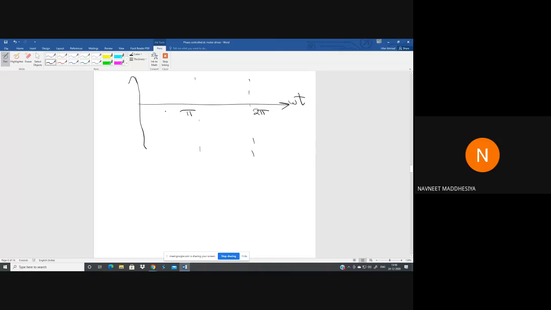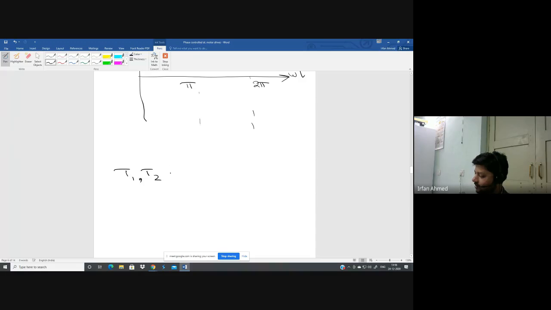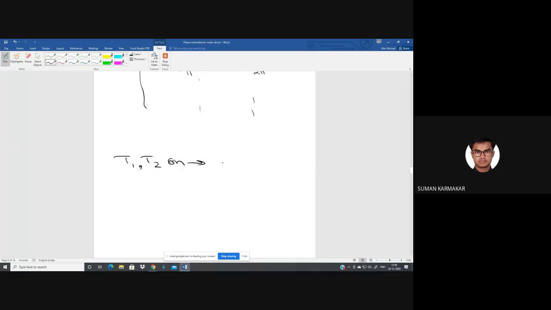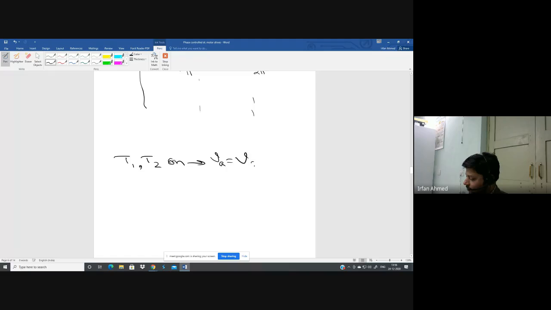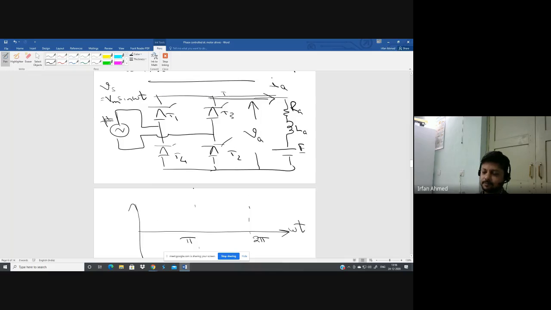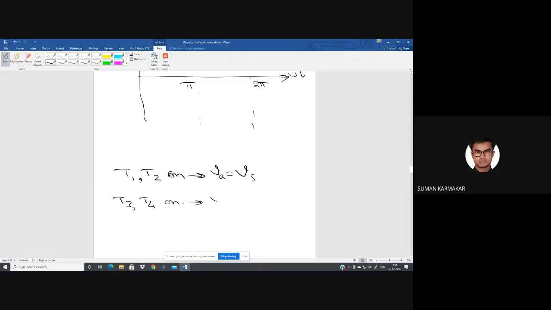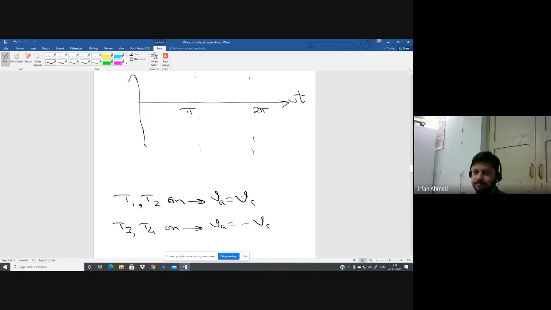There are 3 cases here: 0, Vm sin omega t, and E. The first is that T1, T2 are conducting. If T1, T2 are on, then VA is equal to VS. The second possibility is that T3 and T4 are on. In that case, VA becomes equal to minus VS.